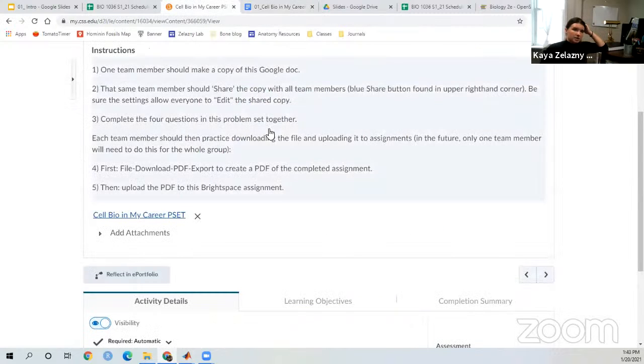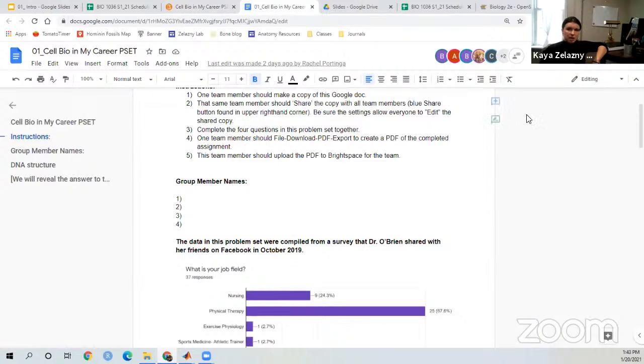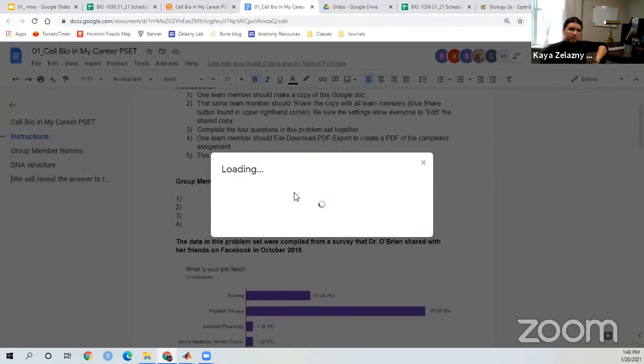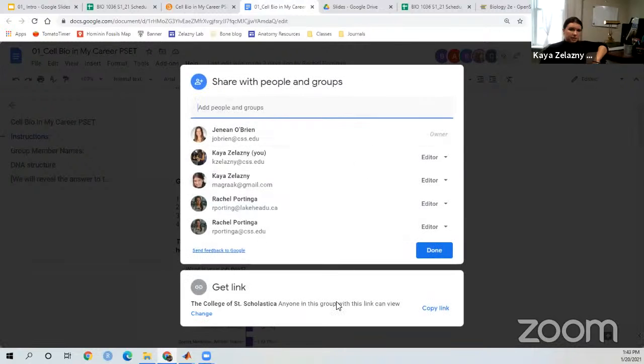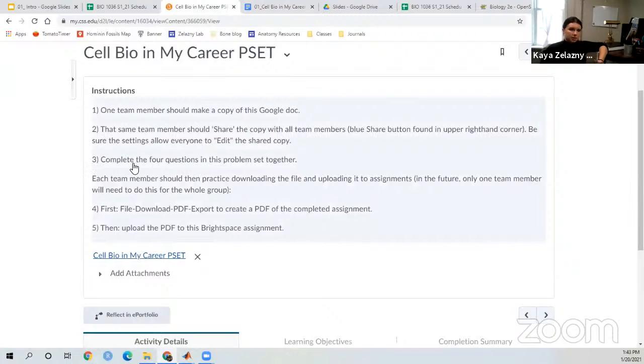Okay. So in order to complete this problem set, you are going to make a copy of this Google Doc. Only one person in your group has to do this because you're all going to work together on the same problem set. Whoever copies the Google Doc is then going to share the copy with their team members. So you make your own copy, then you click the share button, add the people in your group, and send them a link.